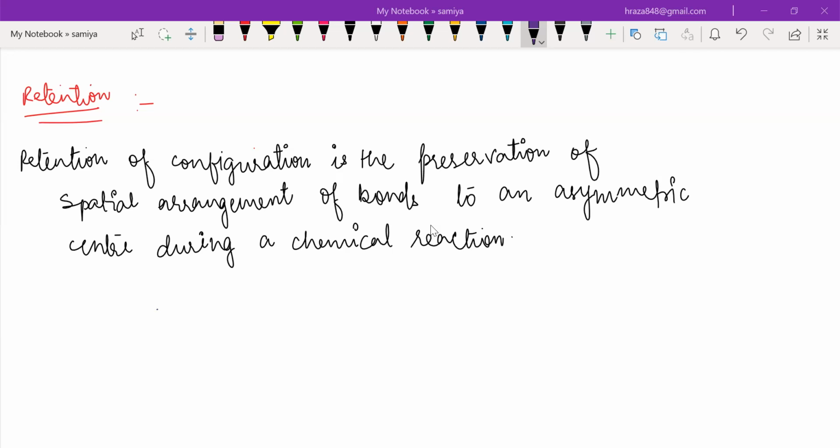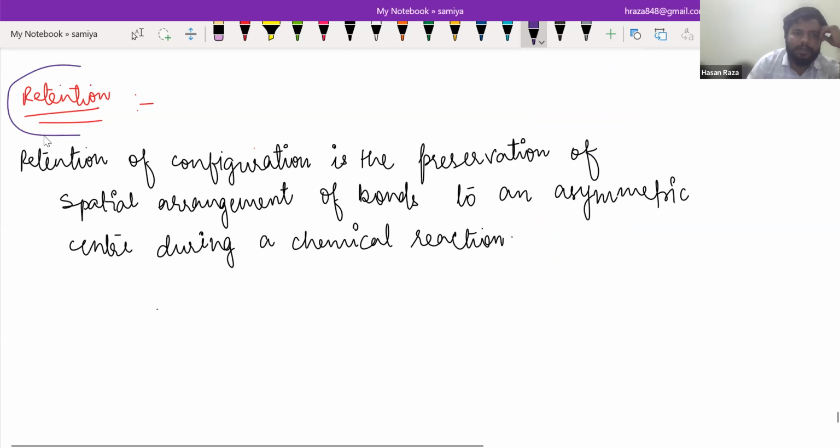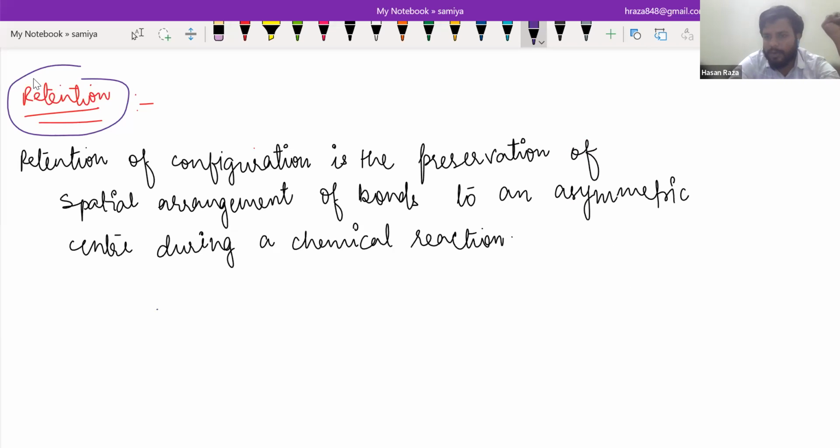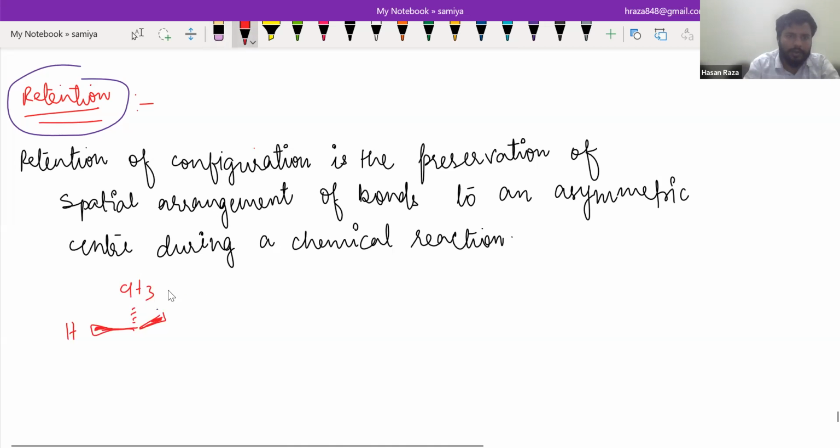Okay. So today, Aman, we just started a topic that is retention. And you know what is retention of configuration? The spatial arrangement of bonds will be preserved. As for example, I can take this is our CH3. This bond is H. This bond is CH2. And this bond is yours. Again, we have here CH2 and then CH3.